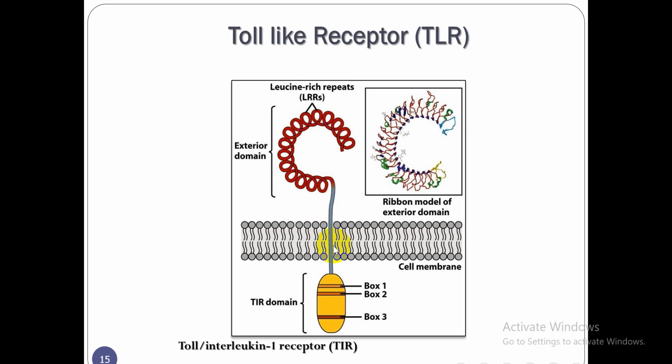They have an intramembrane part, and here you see the intracytosolic part of the receptor, which is called TIR domain. This intracytosolic part is like the receptor of interleukin-1, and so it is called toll interleukin-1 receptor or TIR. This is the picture of the structure of the toll-like receptor.